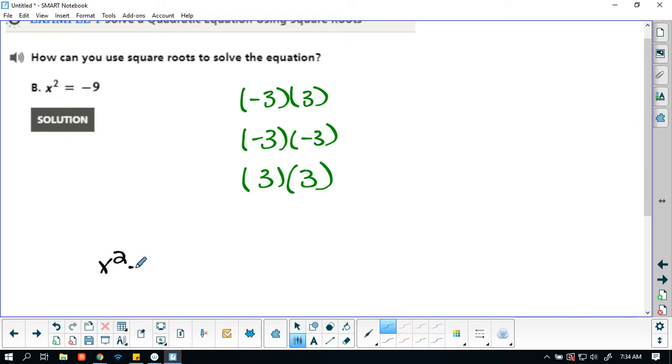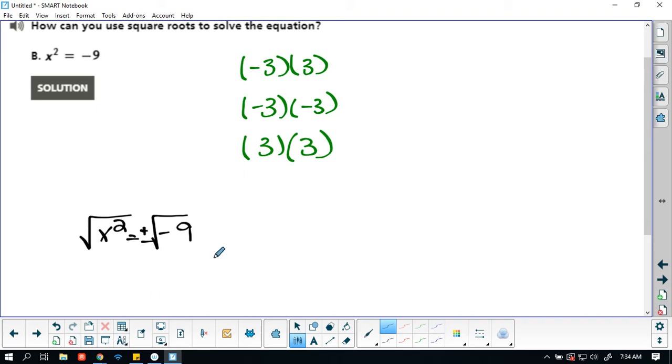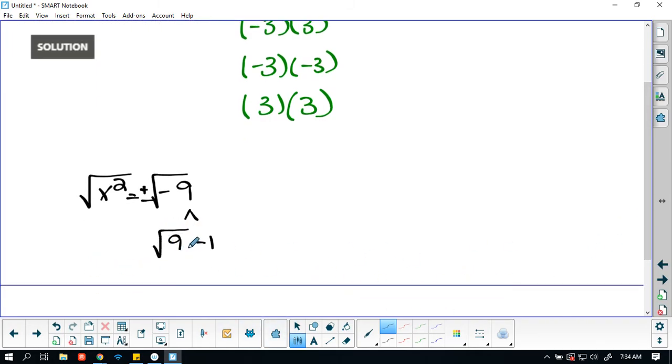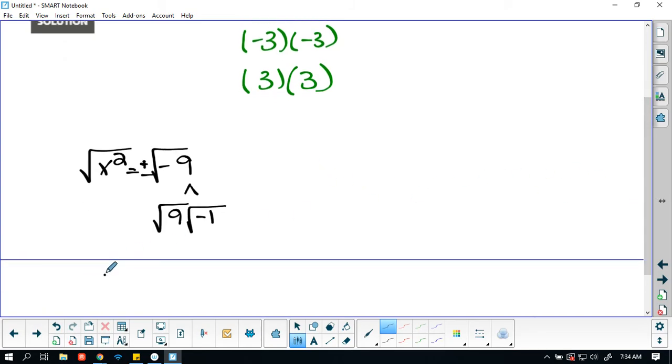So we have x squared equals negative 9. I'm going to take the square root of both sides, plus or minus. Now, negative 9 has two different factors. It has a factor of 9 and negative 1. So what I can do here is take the square root of each of these factors. It's still the same. We're still dealing with the same values. We're just expanding it. And so now I have x equals the square root of, plus or minus, don't forget that plus or minus.